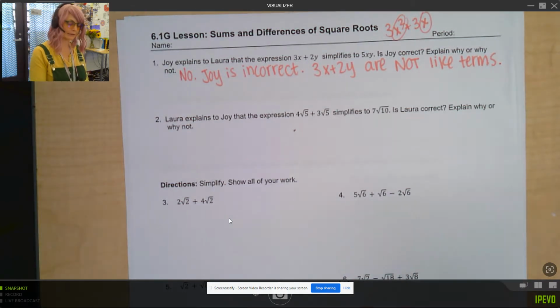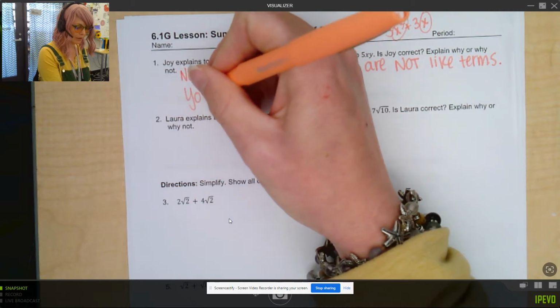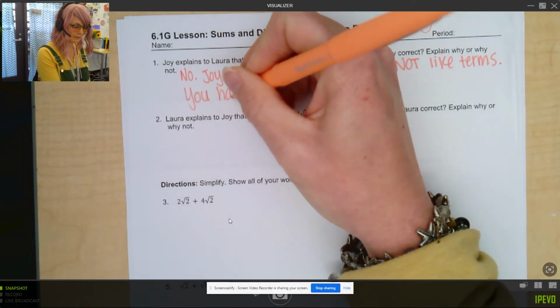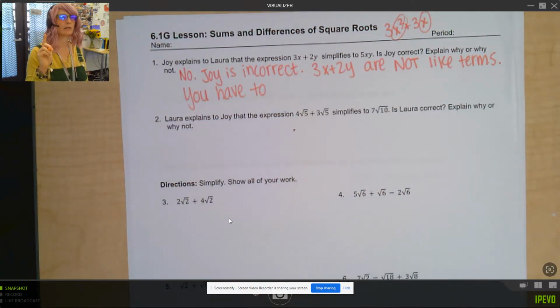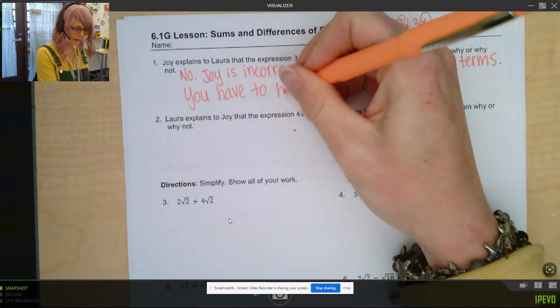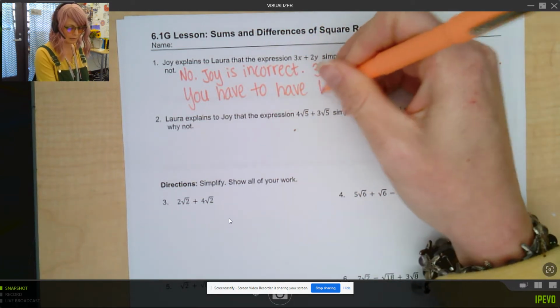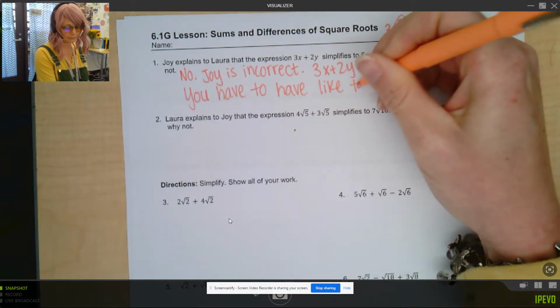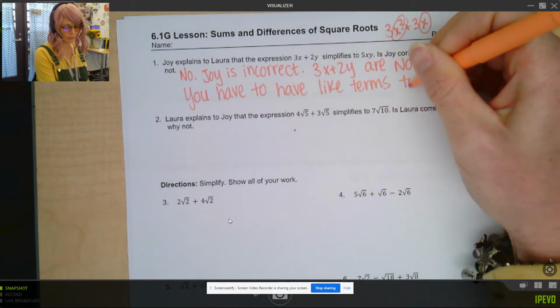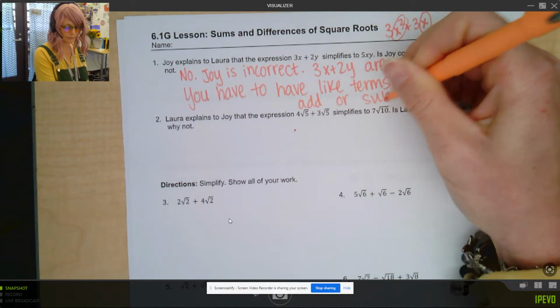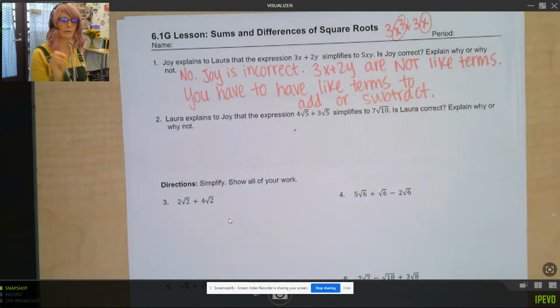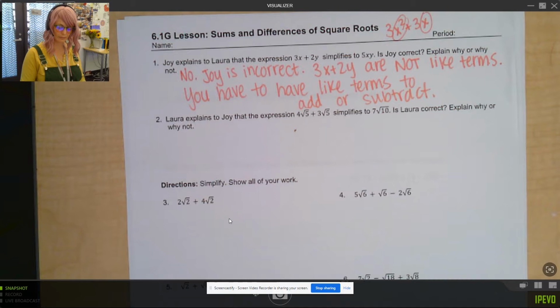So you cannot add unlike terms. I think I said it wrong a second ago. You have to have like terms to add or subtract. Not true if we are multiplying or dividing. That's why we did that first, because it's a little easier.